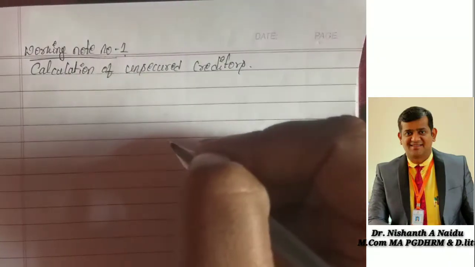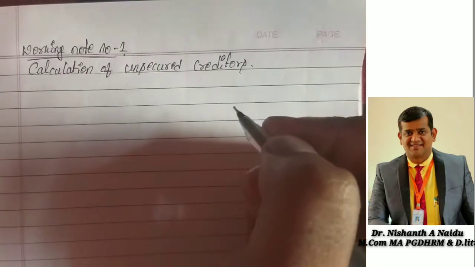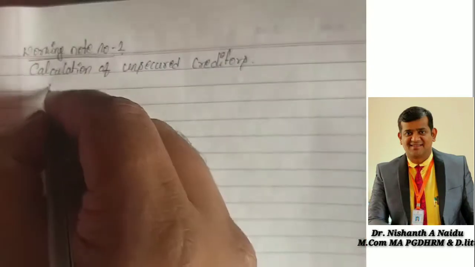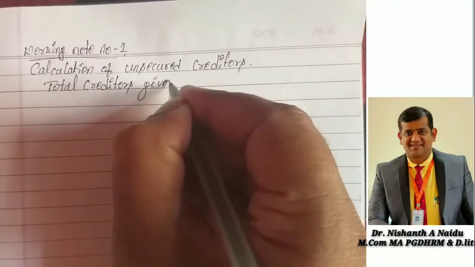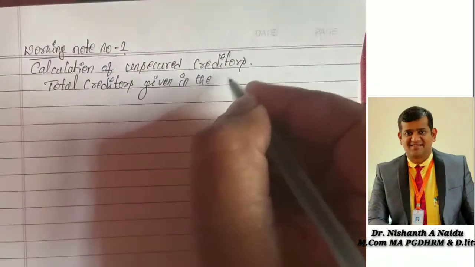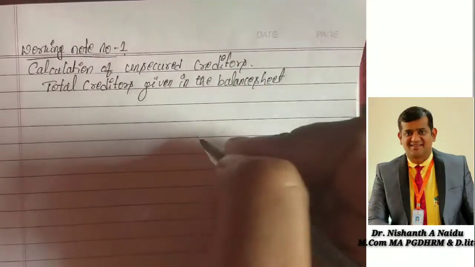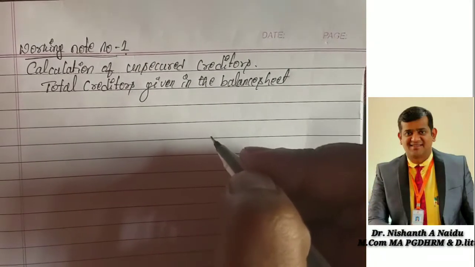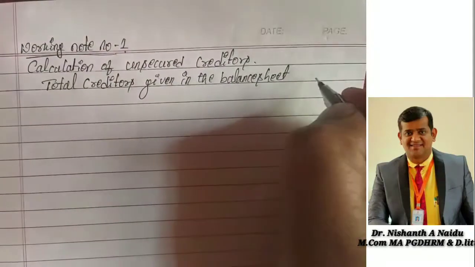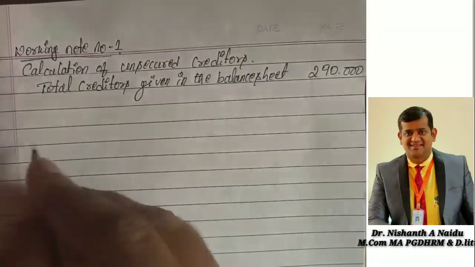So for this we have to take total creditors given in the balance sheet. First you take total creditors given in the balance sheet. How much? Check out in the question. In the balance sheet how much they said? In the question check out creditors, 2,90,000. Correct? So I am writing 2,90,000.